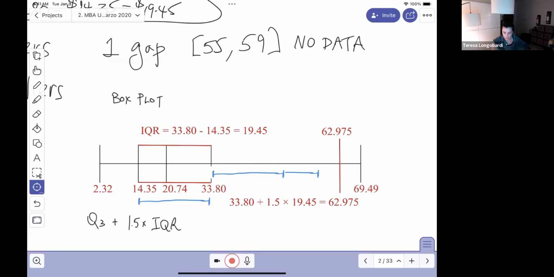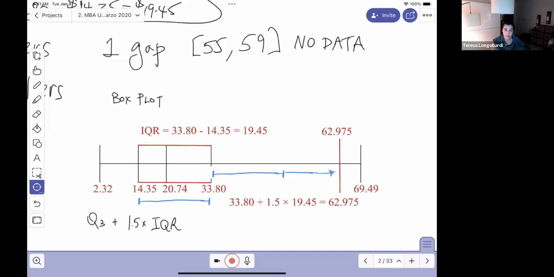When you calculate that, it ends here. I guess I drew it a little longer than I did here. So this is 1.5 IQRs plus 3850, which brings me all the way to here: $62,975. So any values beyond 62,975, I'm going to call outliers.